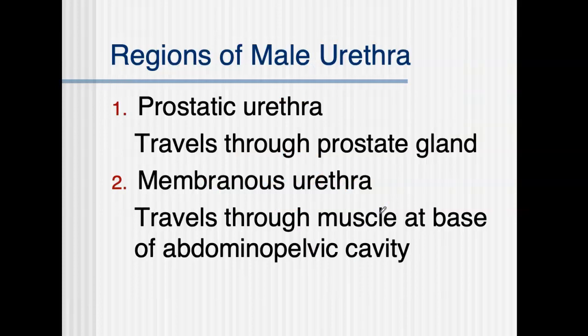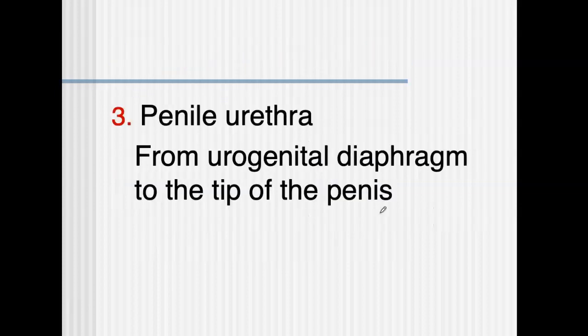The regions of the male urethra, it's all one urethra, but it has different names. Prostatic urethra in the region of the prostate. The membranous urethra in the region of the base of the abdominopelvic cavity, and then the penile urethra from the urogenital diaphragm to the tip of the penis. So just all one urethra, but with different names, just so as to know what section of the urethra you're referring to.